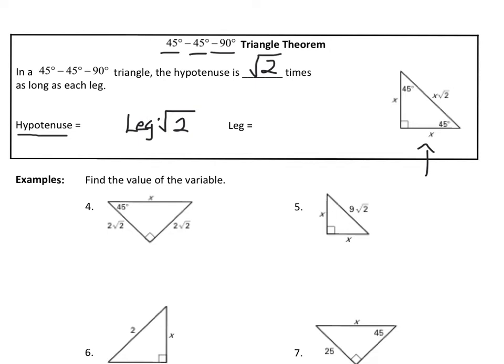Now, if I'm looking for a leg, that means I have to do just the opposite. So I've got to figure out what exactly is this x value in front of that radical 2. Well, that x is being multiplied by radical 2. So what I'm going to do is take that hypotenuse, whatever value it is, and divide it by radical 2. So these are essentially the two rules I need to know to figure out my missing parts depending on what I'm given.